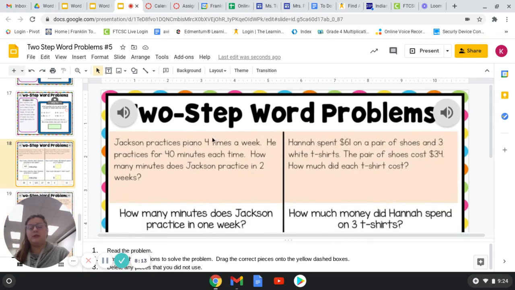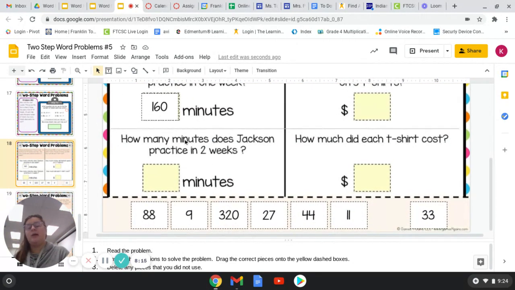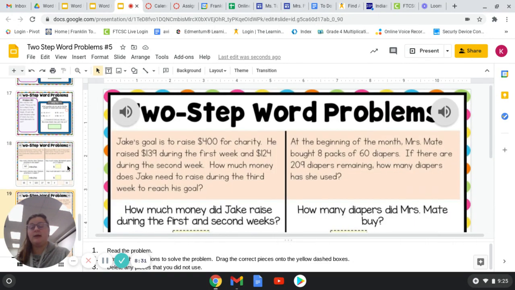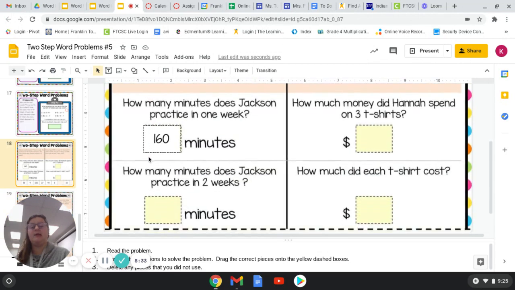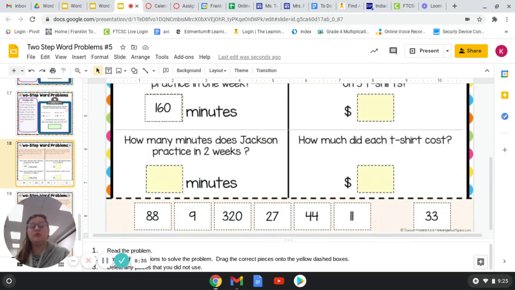And then the second question is how many minutes does Jackson practice in 2 weeks? So I simply need to take this 160 that I got for the first problem and multiply it by 2. When I multiply that by 2, I get 320 minutes.